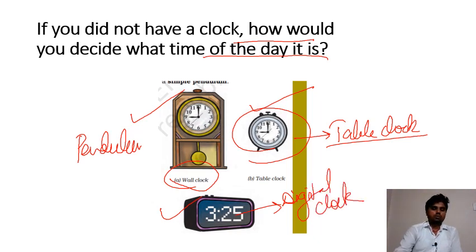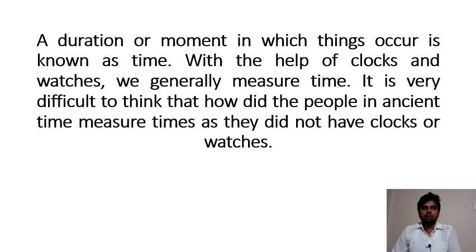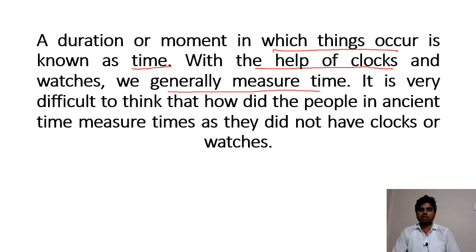So see students, in olden days people used to see the changing position of the sun and moon so that they could identify the time. The duration of the moment in which things occur is known as time. With the help of clocks and watches, we generally measure time. It is very difficult to think how people in ancient times measured it, as they did not have any clocks or watches. Okay students?